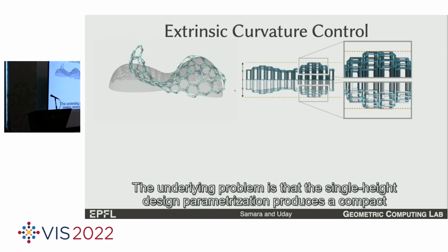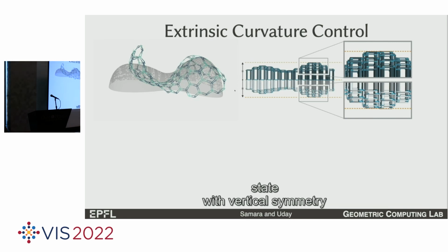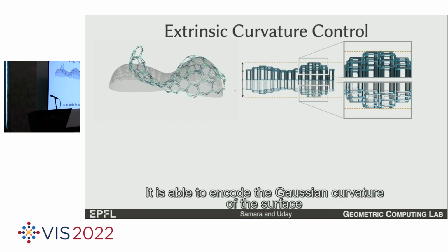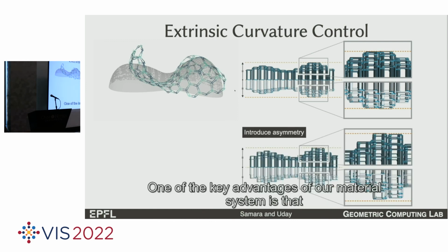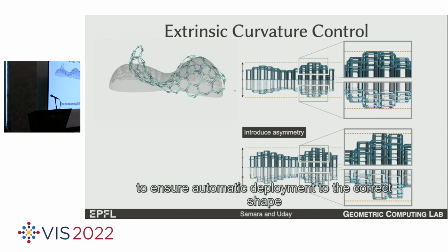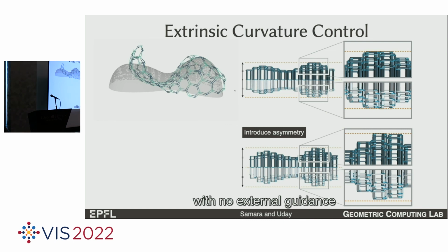The underlying problem is that a single height design parameterization produces a compact state with vertical symmetry. It is able to encode the Gaussian curvature of the surface, but not the extrinsic curvature. One of the key advantages of our material system is that its structural thickness enables us to break this symmetry to ensure automatic deployment to the correct shape, with no external guidance.